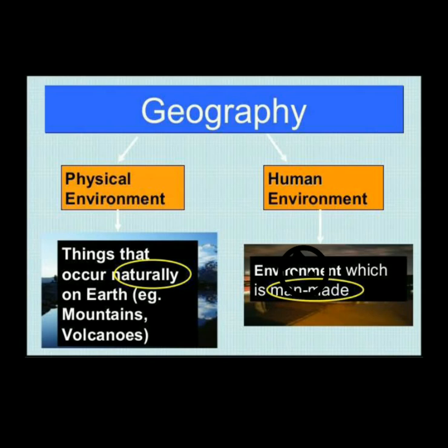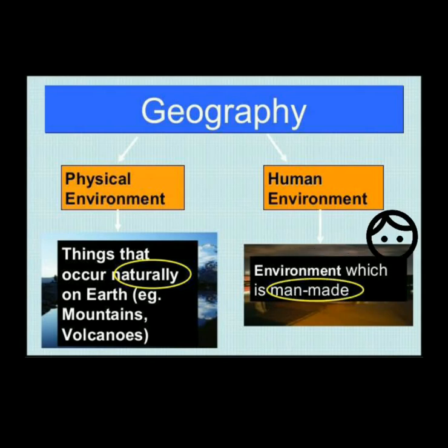Let me give you an example of a physical thing. We can take the example of two places, say, Rajasthan and Jammu and Kashmir. When you talk about Rajasthan, my dear students, it's a place which is very, very hot, extremely hot. And if you talk about Jammu and Kashmir, it's basically a cold place. Now, this is the physical environment.